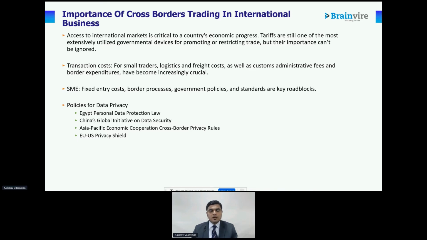For small traders, international or cross-border commerce is still challenging, because they have to take care of logistics, freight cost, administrative fees, border expenditure, and all these things they have to take into consideration. They have to see what all is associated with it. So SMEs and small-scale companies have to consider all these things before going for it. Let's say you are selling a product in Egypt or even in China or Asia specifically, everybody has their own laws. Even Europe and the US have their own Privacy Shield, and they are even thinking about GDPR and everything. So all these things need to be considered.